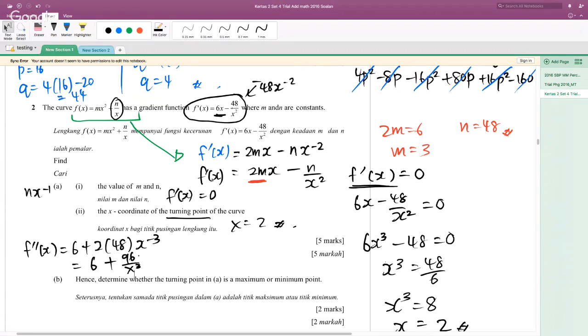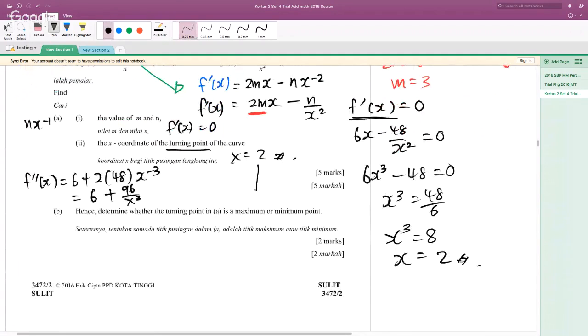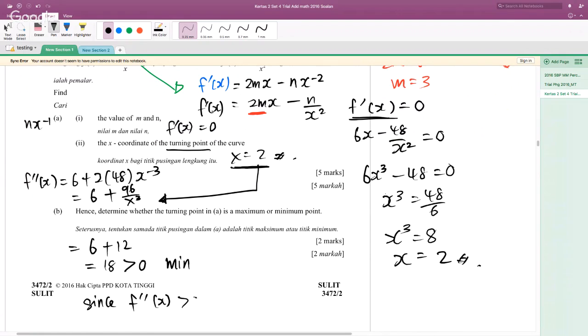Right, so in order to know the nature, we have to substitute our x value into it. The x value basically is 2. So I will substitute the 2 into it. We get 6 plus 96 divided by 8. So it will be 12, so you will get 18. 18 is bigger than 0. If bigger than 0, it means it is a minimum. Okay, so you can say since f double dot x is bigger than 0, it is a minimum point. Right, just like this. It shouldn't be very difficult for this kind of question.